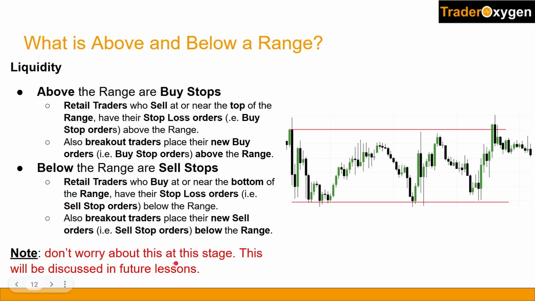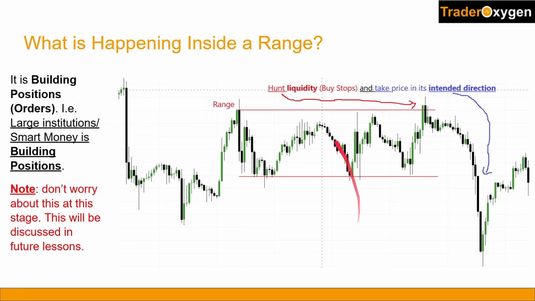About this, don't worry at this stage. This will be discussed further in future lessons. So what is happening inside a range? Large institutions, smart money, are building their positions, and they are also building up liquidity on both sides of the range. That is what is happening inside a range. And the reason is that liquidity is what large banks and institutions need if they want to move the price in a certain direction.